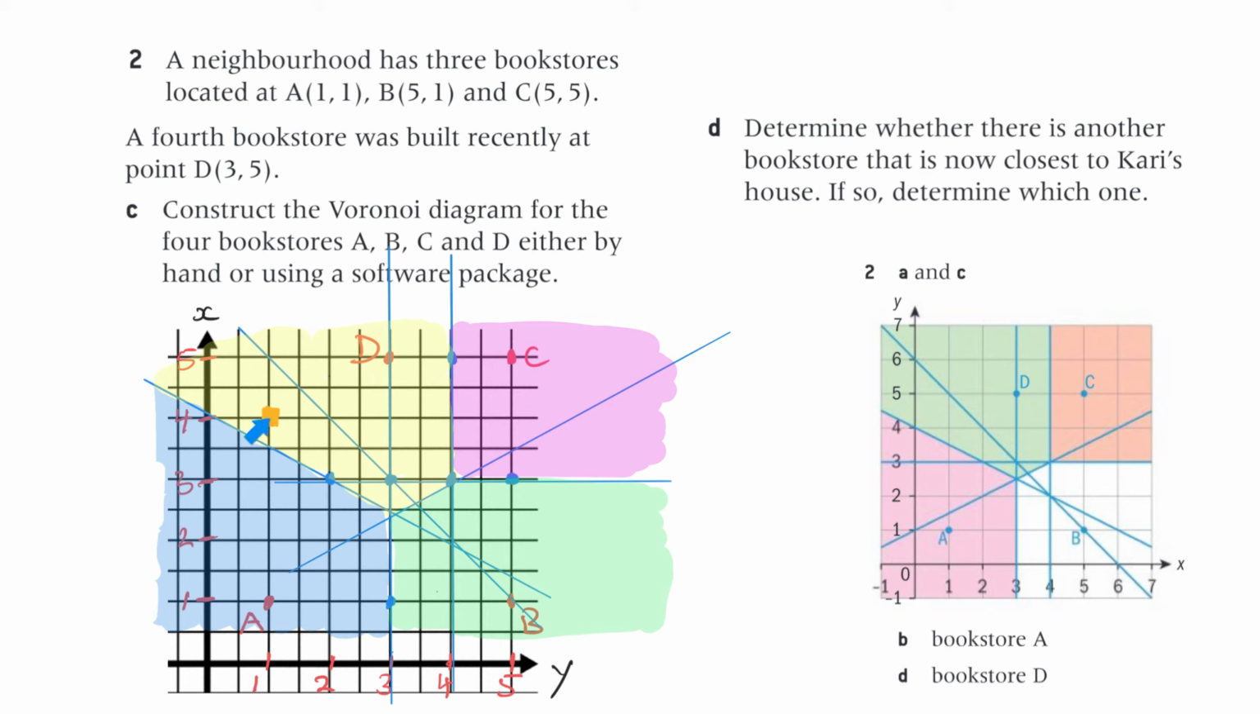That's at 1-4, and it says, is there another bookstore that is now closest to Carrie's house? And the answer is yes, it's D, because this is in region D, and that is site D, and that is bookstore D. Okay, we've written that down there, bookstore D.